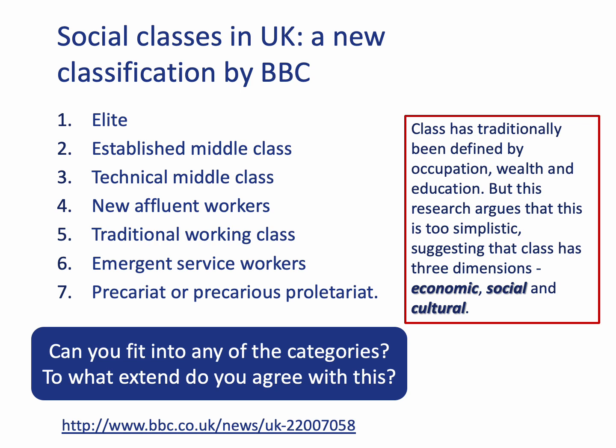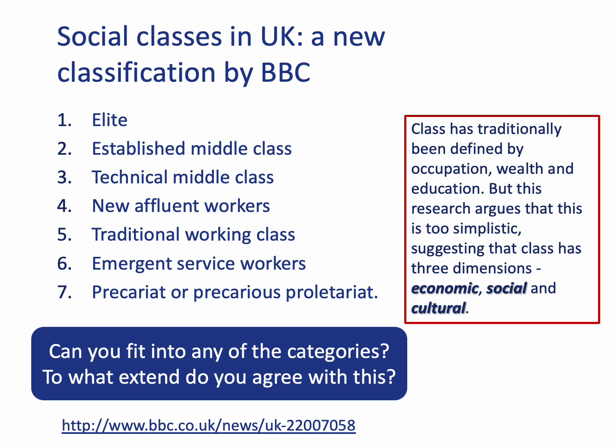Number 6, emergent service workers, a new young urban group which is relatively poor, however scores high on social and cultural capitals. So that poor level is in terms of economic capital, but high in terms of social and cultural. And finally, precariat or precarious proletariat, the poorest, most deprived class, scoring low for social and cultural capital.